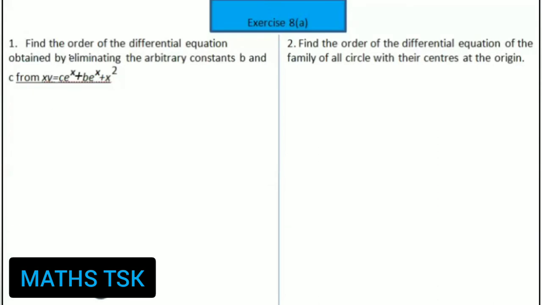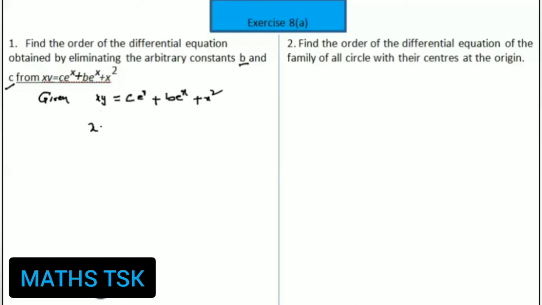Let's look into this. Find the order of the differential equation obtained by eliminating the arbitrary constants. Here the arbitrary constants are b and c. So what's given? The given equation is xy is equal to c e power x plus b e power minus x plus x square.